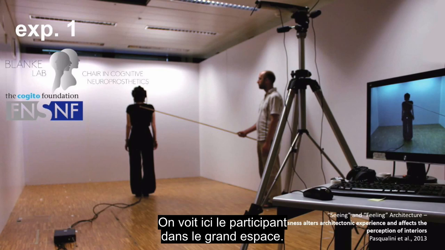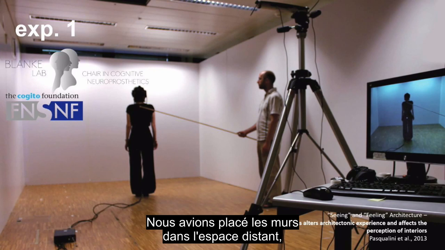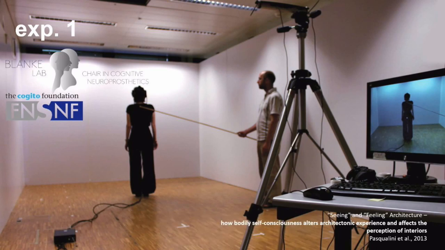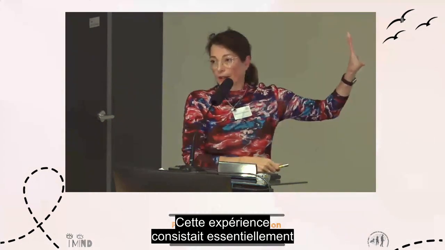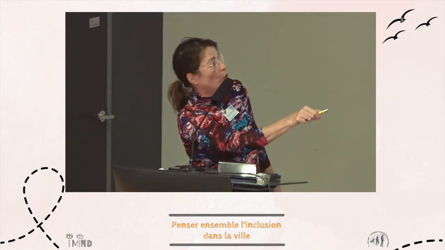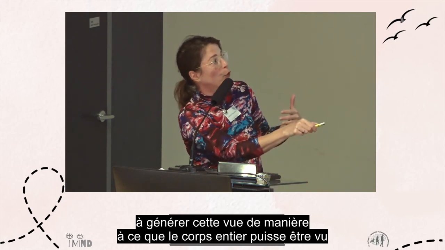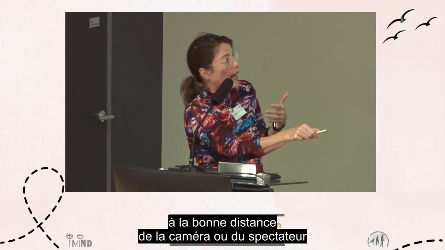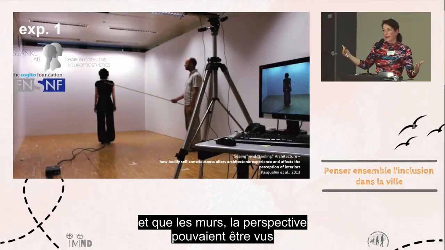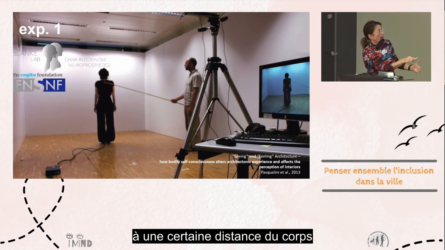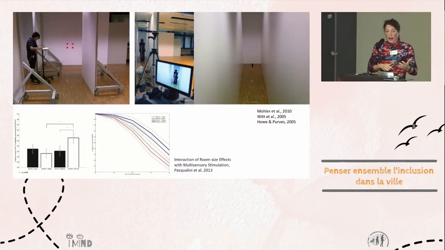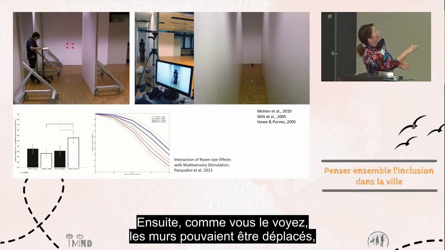So you see here the participant in the large space. We placed the walls in the distant space, and you see here what the participant sees on the glasses. This was basically the work in this experiment, to generate that view so that the full body could be seen at the right distance from the camera or from the viewer, and that the walls, the perspective, could be seen at the distance from the body and be perceived as a space. And secondly, you see the walls could be moved.